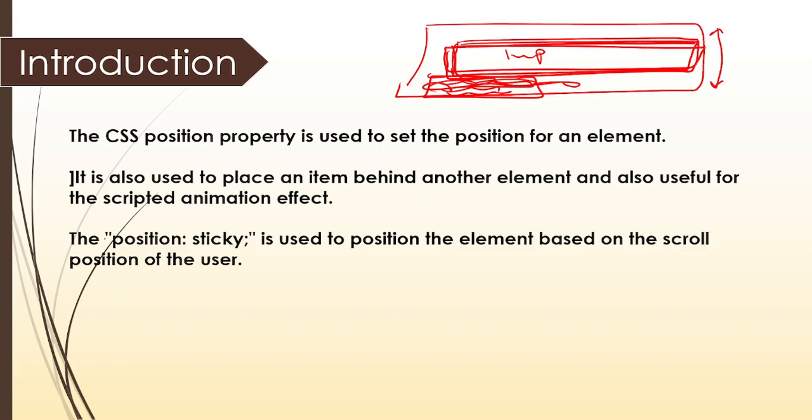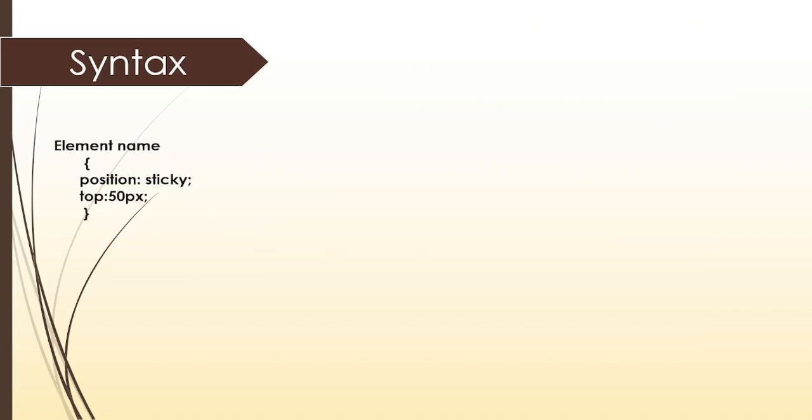If you want to use this, the position sticky property is used to position the element based on the scroll position of the users, right? The CSS property allows the elements to stick when the scroll reaches a certain point, depending upon the scroll position. So here you can stick the elements between fixed and relative positioning. Here we have the syntax.